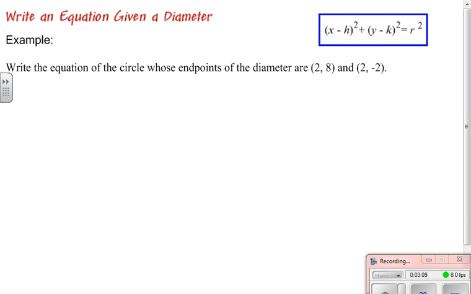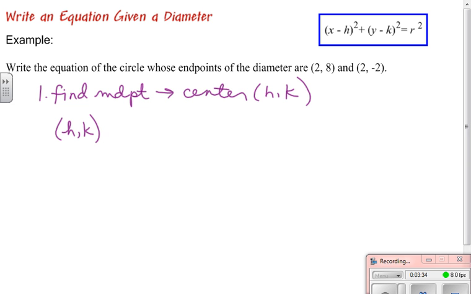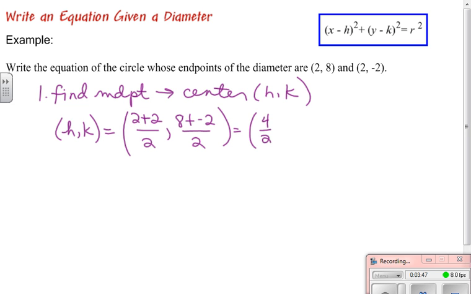Now, write an equation given a diameter. So if you're given the endpoints of the diameter, it becomes a multi-step problem. You need to, 1, find the midpoint, because this gives you the center, (h, k). So let's go ahead and do that. (h, k) is going to be equal to (2 plus 2) divided by 2, (8 plus -2) divided by 2. So I have 4 over 2 and 6 over 2. And so my midpoint, my center, is at (2, 3).